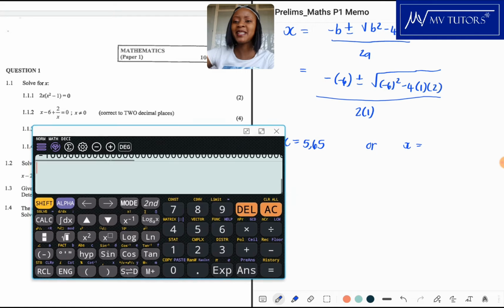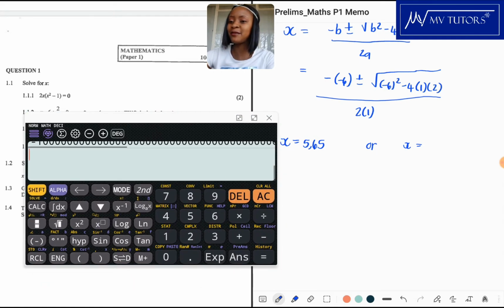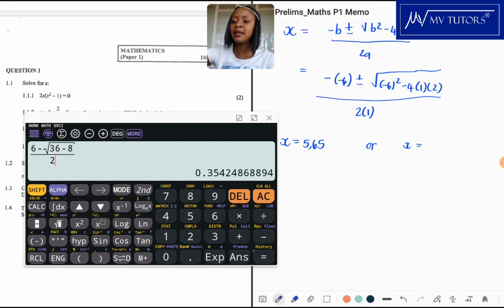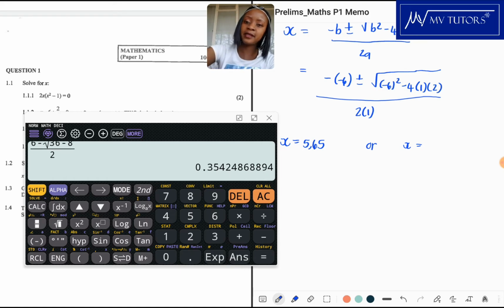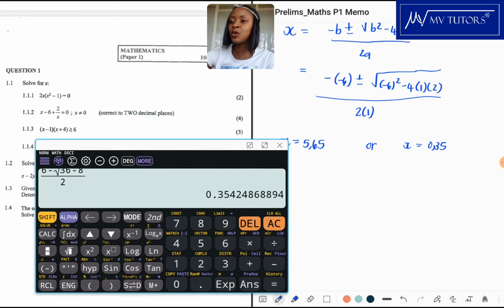Now let's redo it again, this time looking at the negative version. So we have positive 6 minus the square root of 6 squared, which is 36, minus 8, all over 2. And then we have 0,35 as another solution. While we have that answer in the calculator, we're not going to use the rounded off version.